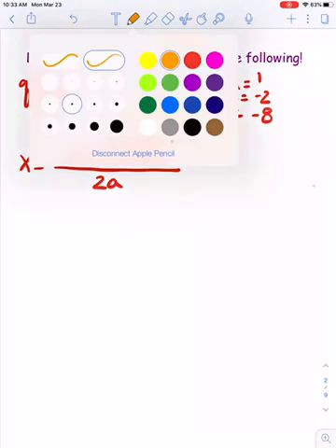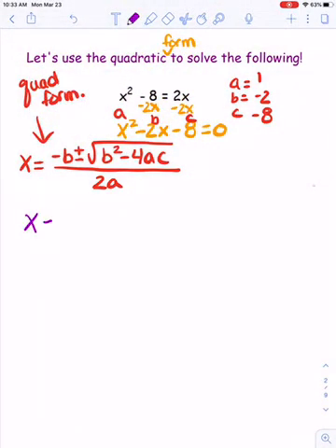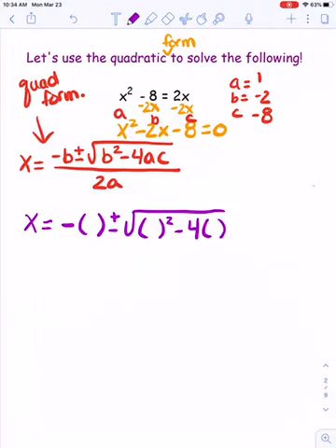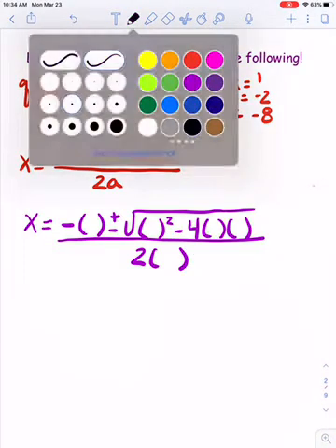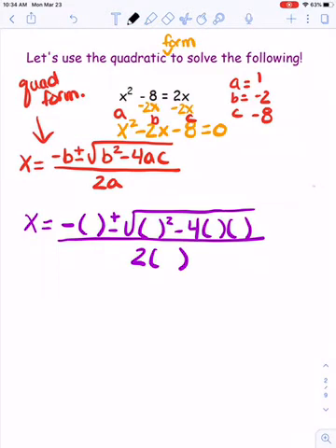What I generally do is wherever I see a variable, besides x, because that's what I'm solving for, I'm going to put parentheses. So I got negative b plus or minus the square root of b squared, so I'm going to put parentheses squared, minus 4 times a times c all over 2 times a. From here, I just go ahead and plug in my information. So it says negative, and it says plug in b. So b here is a negative 2. Plus or minus, it says b squared, so I got to plug in b again, negative 2 squared, minus 4 times a times c. So a is 1, c is a negative 8, all over 2 times a. Well, a here is 1.